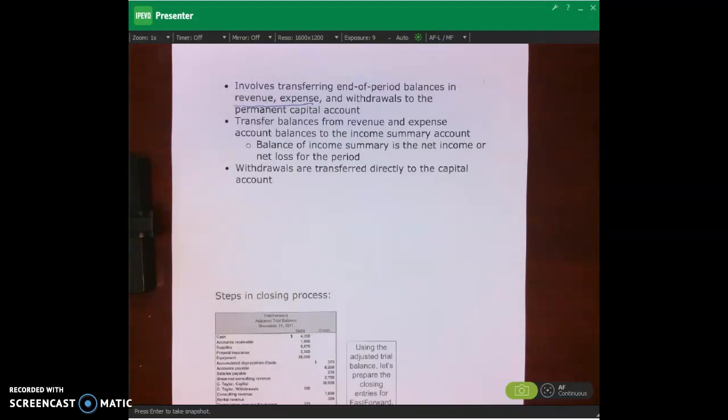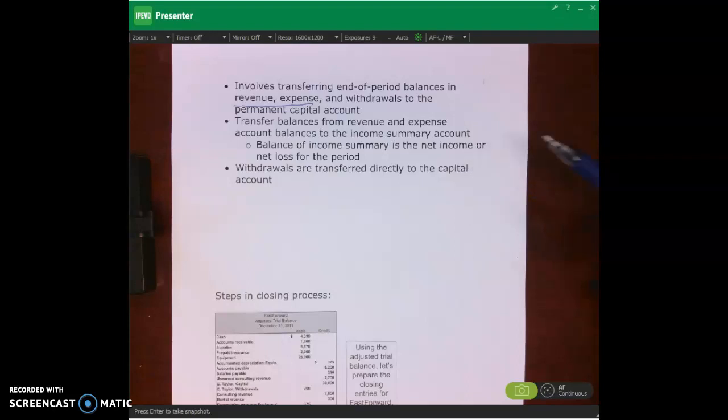And then we're going to do a final journal entry. Well, that's actually it. We're going to move income summary to capital. So we're going to move our revenue and expense accounts to income summary. We're going to move income summary to capital, and then we'll move withdrawals to capital. So withdrawals do not go to income summary. They go straight to our capital account.